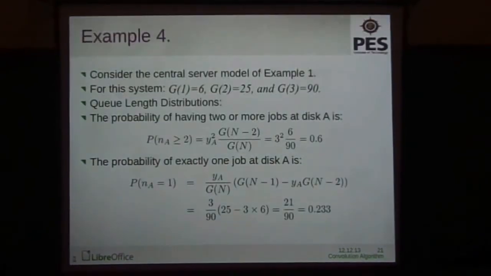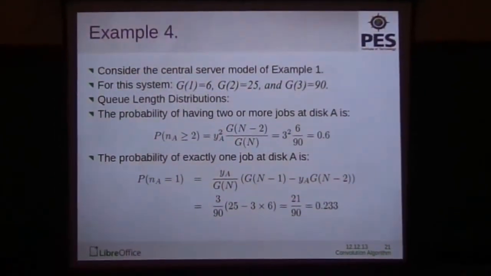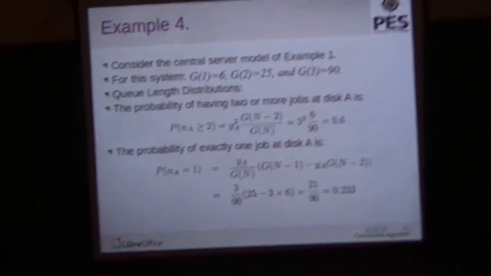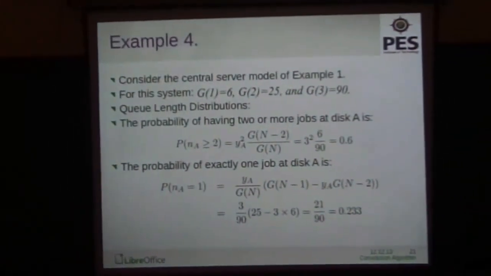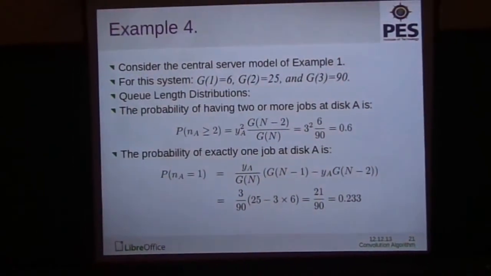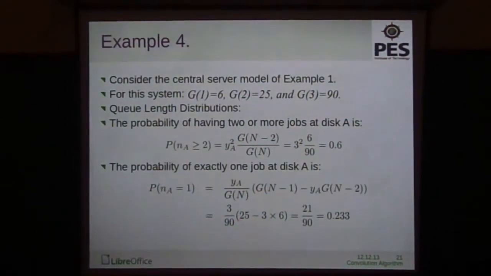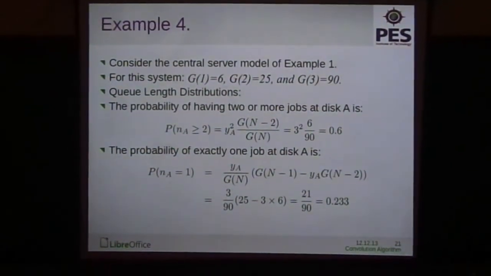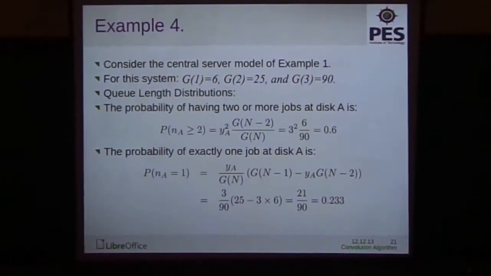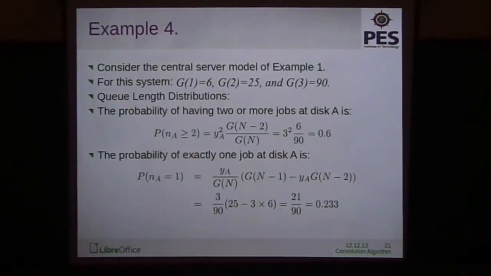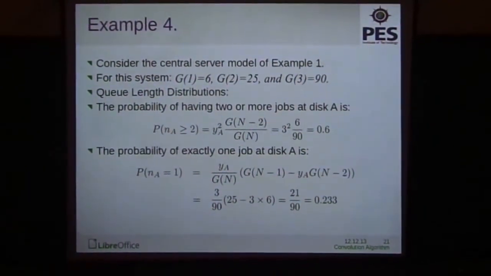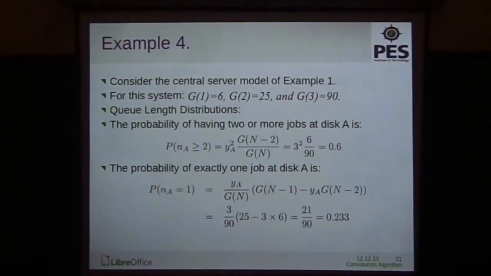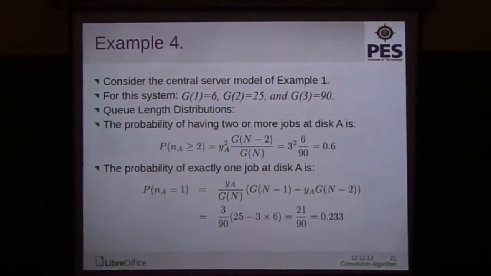We now illustrate the algorithm using an example. Consider the central server model of example 1. For this system, G1 is 6, G2 is 25 and G3 is 90. Q-length distribution: the probability of having 2 or more jobs at disk A is probability of Na greater than or equal to 2 equals ya square g of n minus 2 by gn equals 3 square into 6 by 90, that will come 0.6.